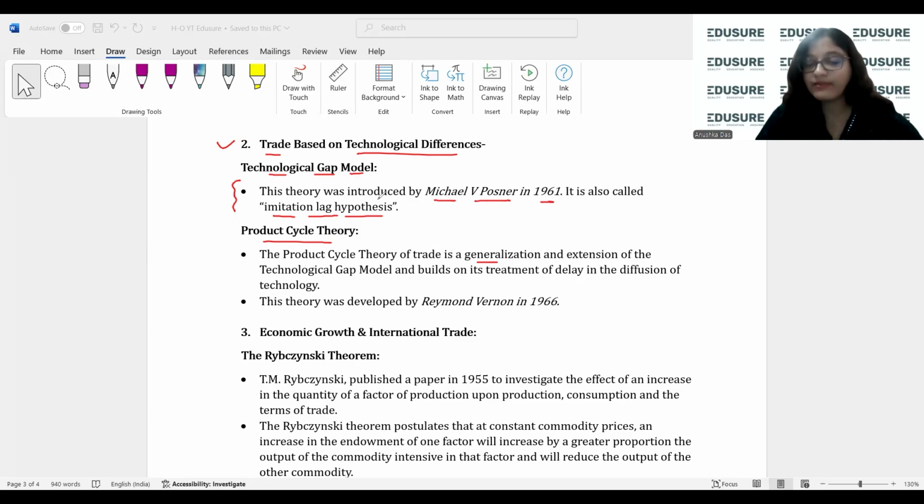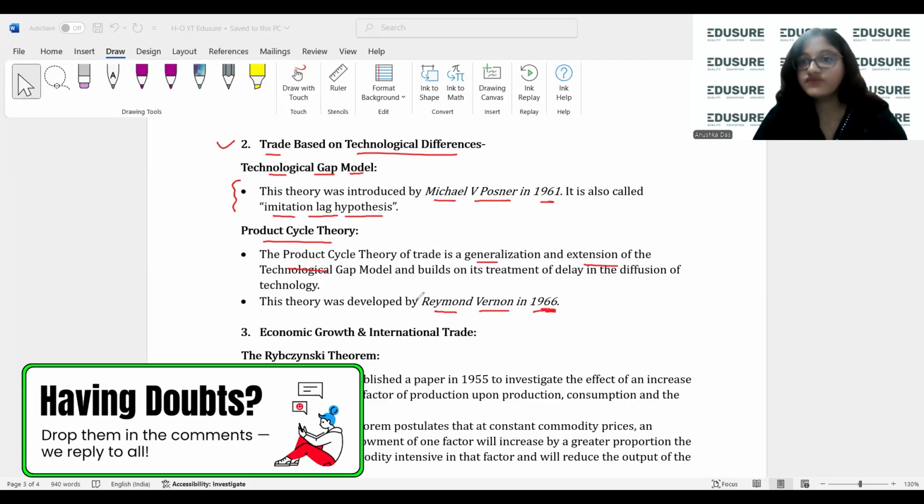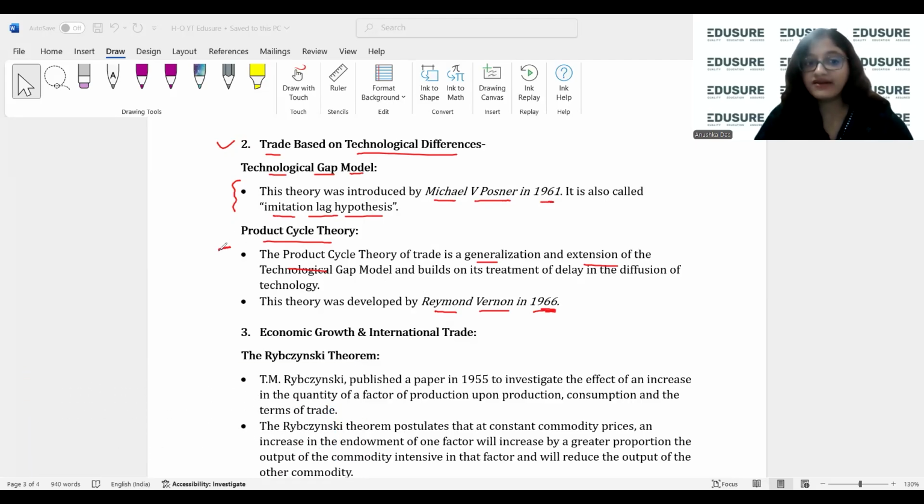It is based on the technology gap model, but it is a more general version, an extension of the technology gap model, which was developed by Raymond Vernon in the year 1966. So who propounded the theory, in which year, and what is the main essence of the theory, you must know. In product cycle theory, you have 5 different stages of a new product. The life cycle of a new product is depicted by 5 different stages. And in UGC NET, every year they give you 1 or 2 questions from these stages: in which stage what has happened. So please prepare product cycle theory well.